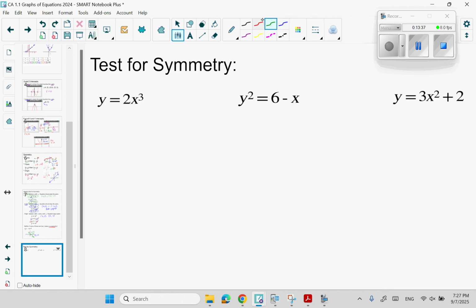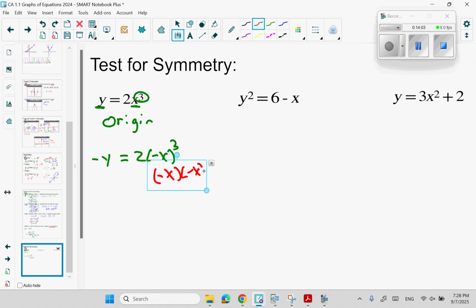Well, let's test. If you don't know, you'd have to test all three. But as I said earlier, this cube is really making me look at origin symmetry. So let's flip both the x's and the y's and see if we end up with an equivalent expression. So negative y equals 2 times negative x cubed. Well, negative x cubed is the same thing as negative x times negative x times negative x. So I'm multiplying three negatives together. The first two turn positive because negative times negative is a positive. But this is a whole positive expression times a negative expression, so this whole thing on the right-hand side is negative.